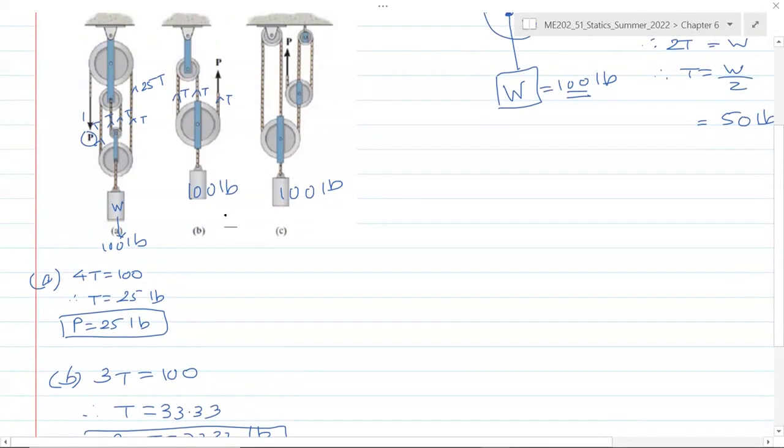Now third, C. This 100 is divided by 3, so it's being supported by 3 cables, T, T, and T. So this cable has 33.33 pound. This cable supports that much tension. Now that cable is further divided into 3. See, that cable is connected at the hook at the center of this pulley, which is then being supported by 3 ends of the cable. So each one of these is 1 by 3rd of this. So this is 11.11 pound. Each one of these, so P is 11.11 pound.